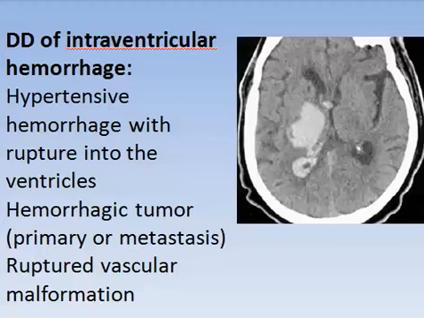Intraventricular hemorrhage usually follows hypertensive hemorrhage, which ruptures into the ventricle, but tumors can do it, and vascular malformations can do the same. So intraventricular hemorrhage is either hypertensive, tumor, or AVM.